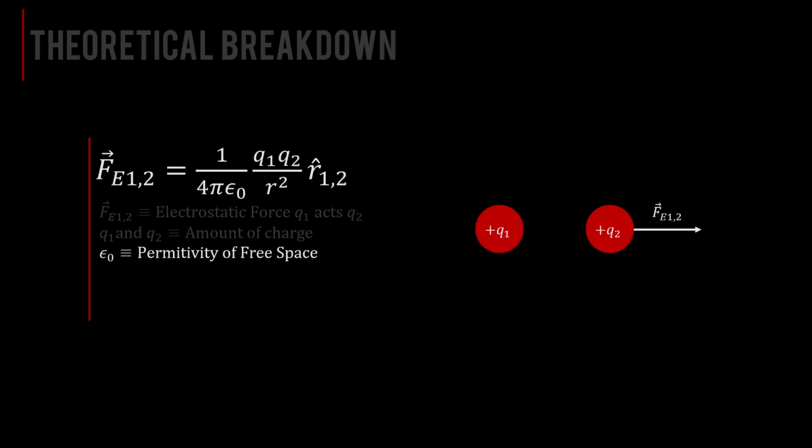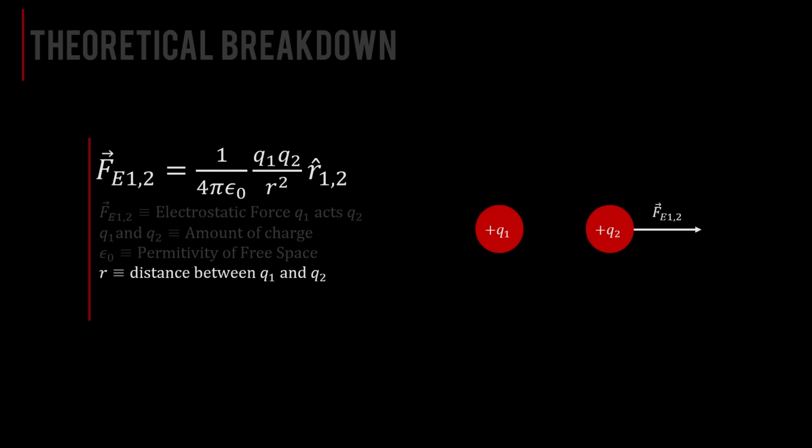Epsilon naught is the permittivity of free space. Ultimately, this has to do with the way that an electric field propagates in a vacuum. And it's, at the end of the semester, going to point to the speed of light. And we'll get to that at the very end.